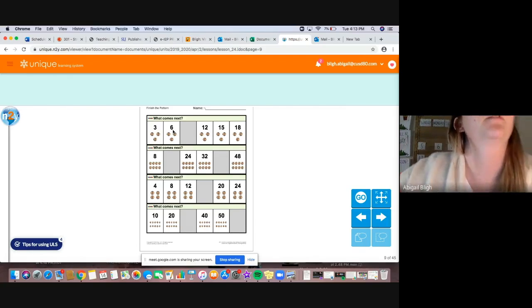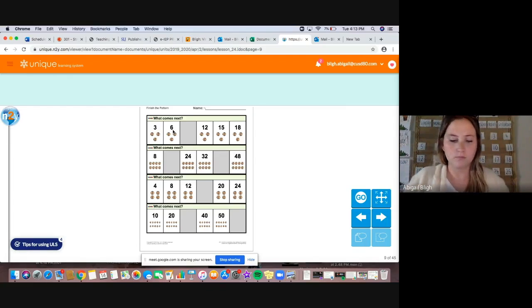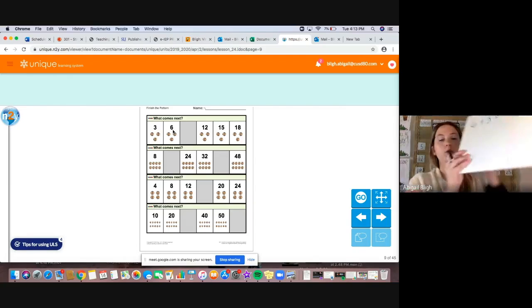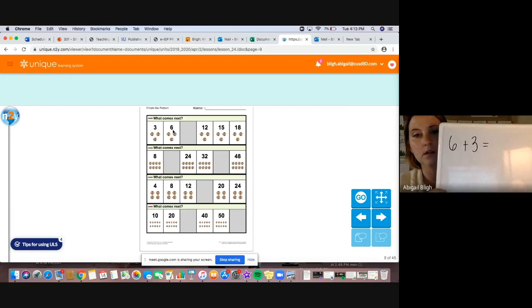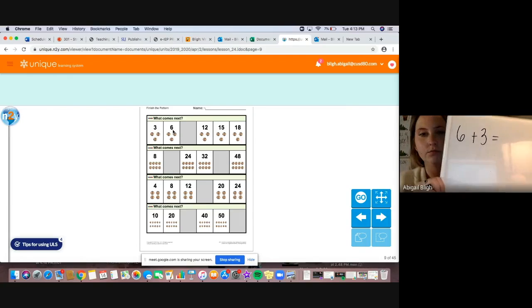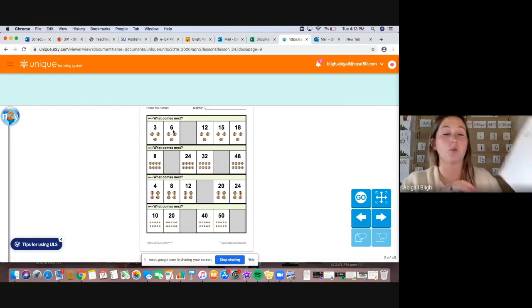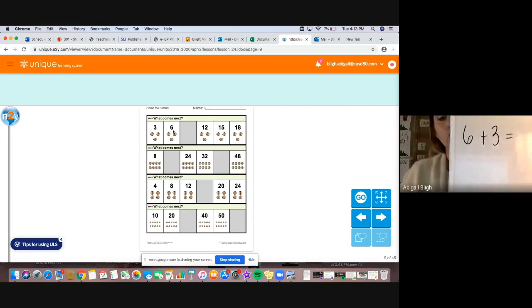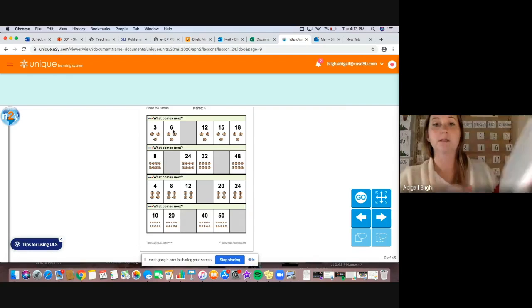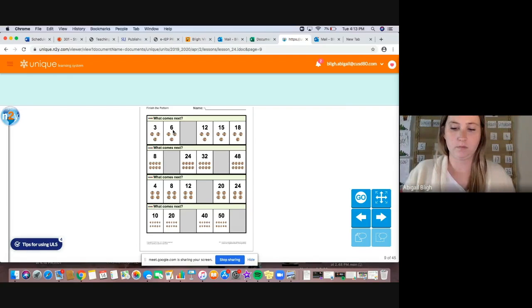Let me write it on my whiteboard. If I have 6 and I add 3 more, I get what? And you can draw dots if you need to. 6 dots and 3 dots, or you can use your touch points. 6 plus 3 is 9.